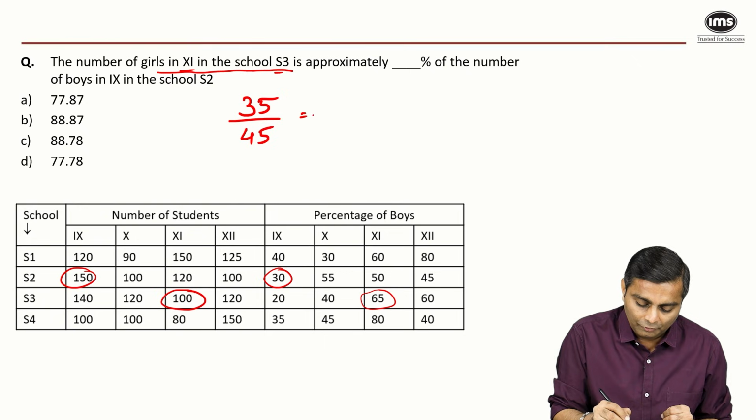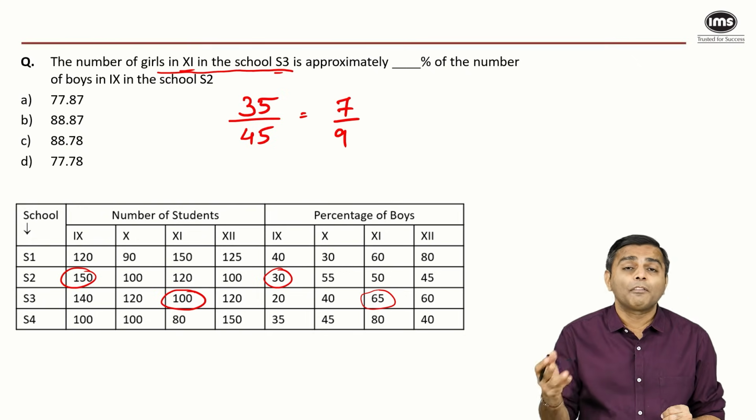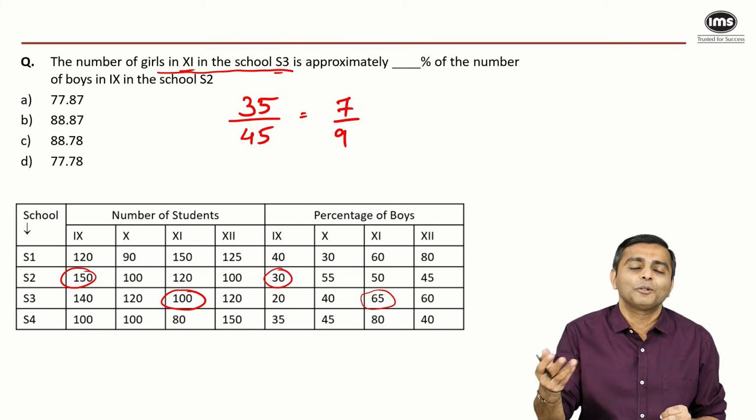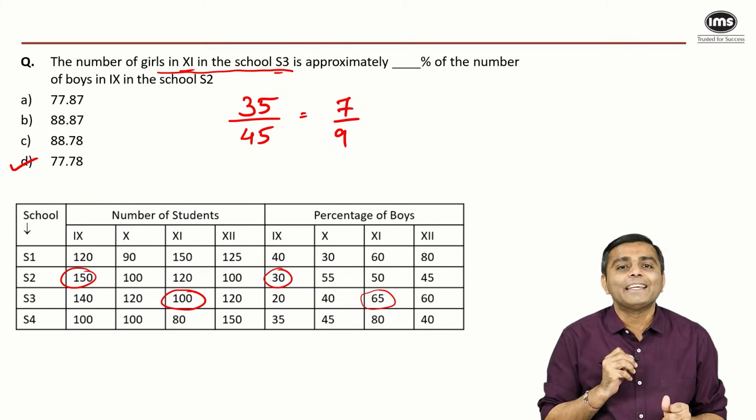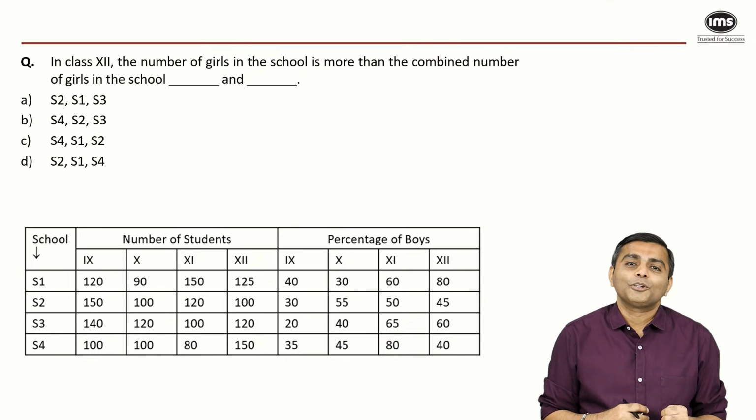So 35 on 45, cancel with 5, so you have a 7 by 9. 1 by 9 is 11.11, 7 by 7 into 11.11, 77.77. I'm going to say option D as my answer. Moving on to the next one now.